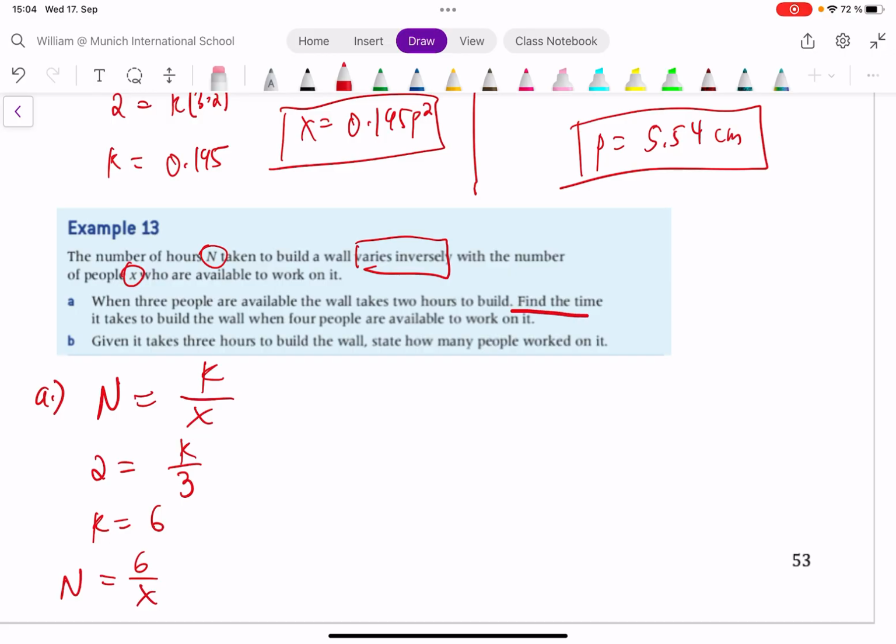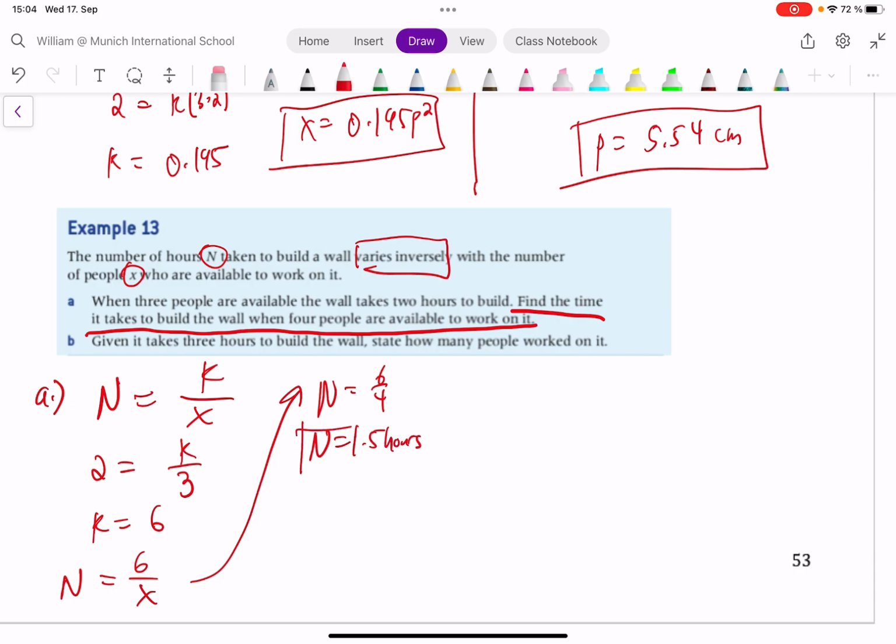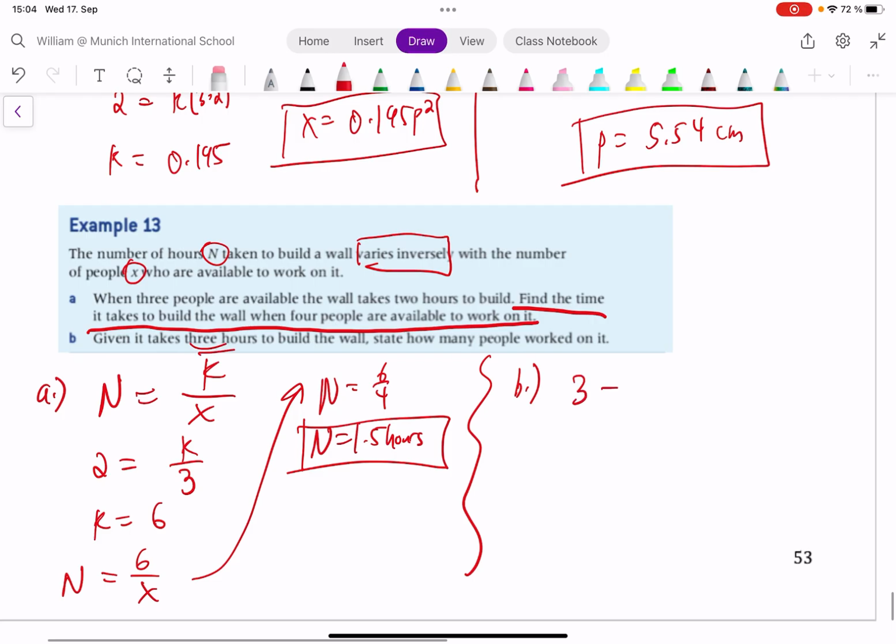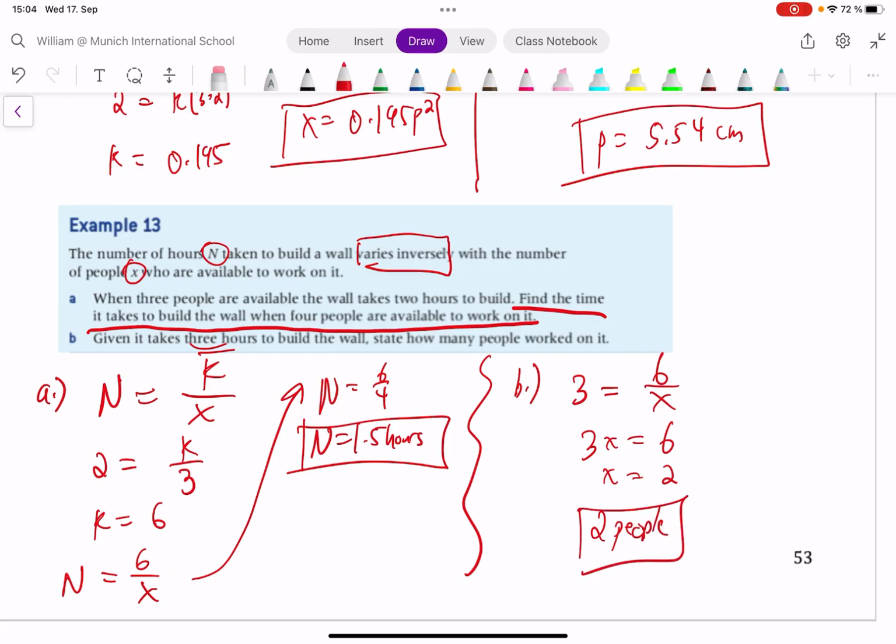But then the question asks me, find the time it takes to build the wall when 4 people work on it. Now that I know k, I can say, okay, well now 4 people are working on it. So it should take 1.5 hours if I divide 6 by 4. So then it says B, given it takes 3 hours to build the wall, how many people should work on it? So 3 is in hours, so it goes on the left side of the equation. And 6 over x, right? So 3x equals 6, x is 2, right? So it takes 2 people to make it happen in 3 hours.